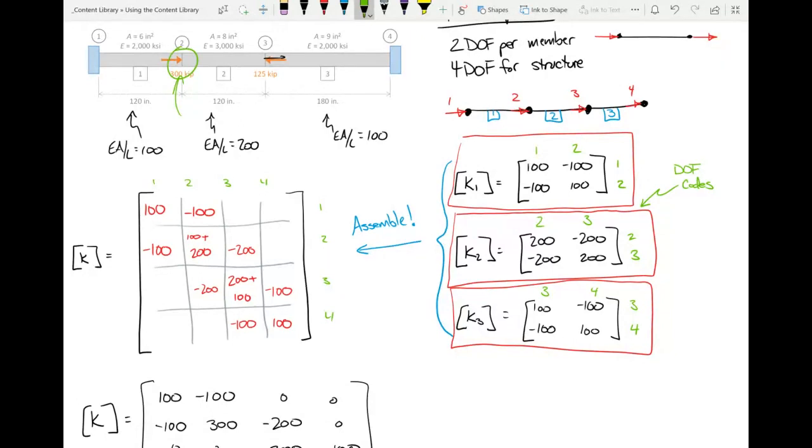I want to make sure this is clear. Okay. Simplifies the bar a lot.